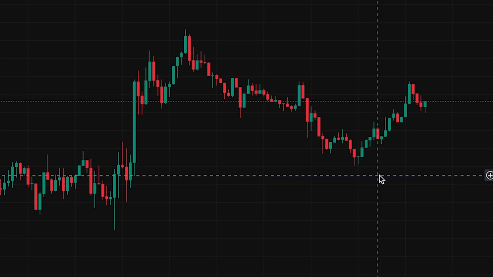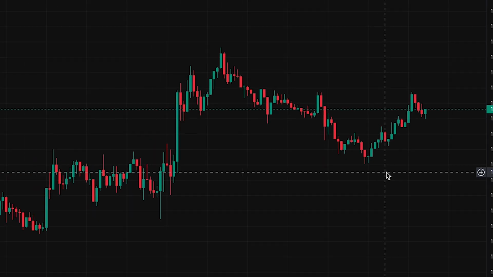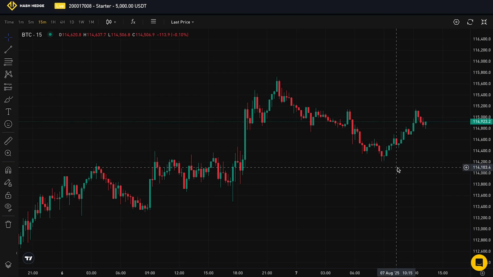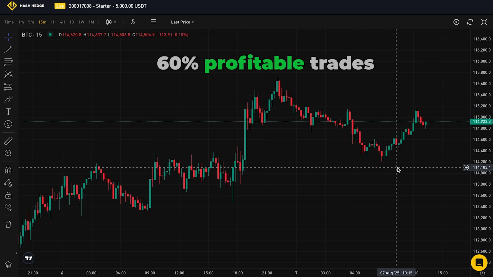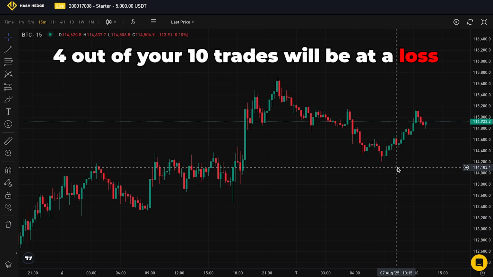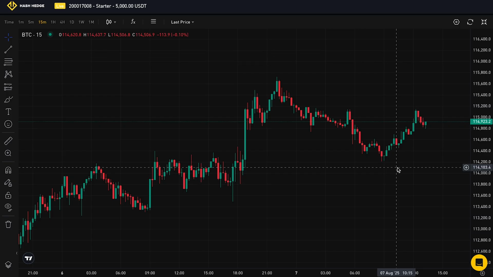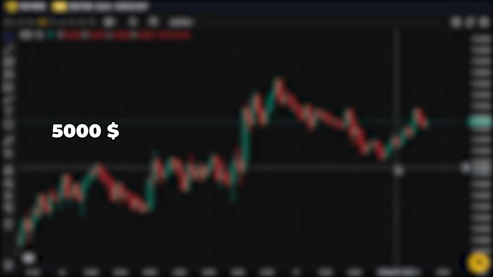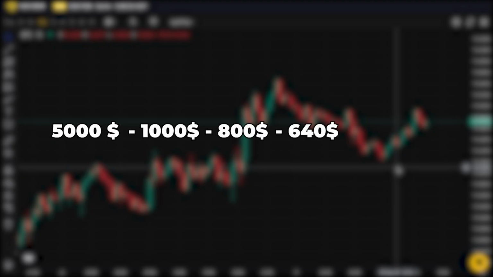Why is it mathematically wrong to put trade sizes at 20%, at 50%, and so on? Because even if you have a good working strategy with an average performance of about 60% profitable trades, which is about the standard value, that means that 4 out of your 10 trades will be at a loss. And if you get a series of such bad trades, you can severely damage your deposit. For example, if you have each trade size of 20% of your original balance, then 2-3 trades are enough for you to lose half of your balance.